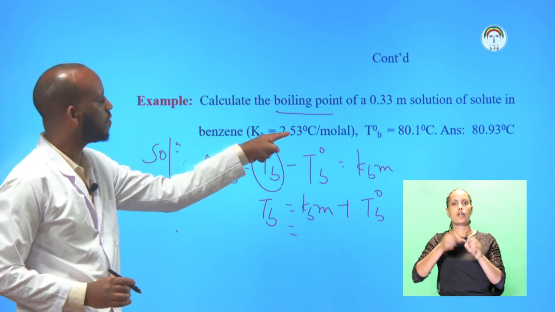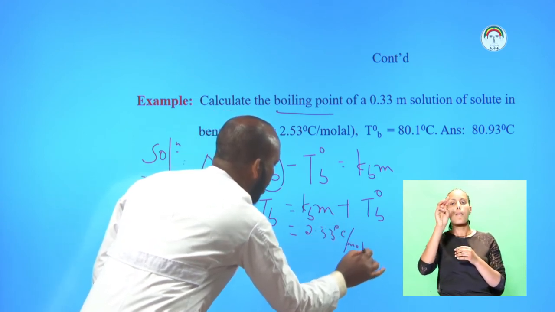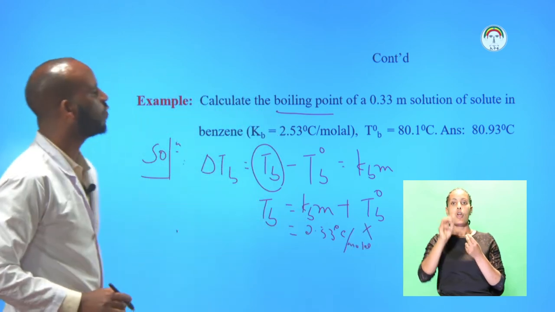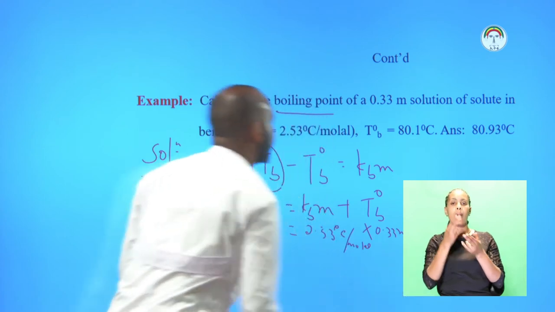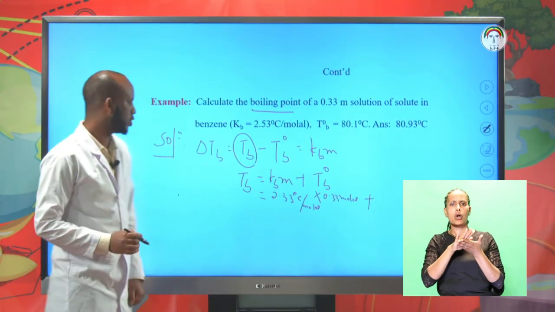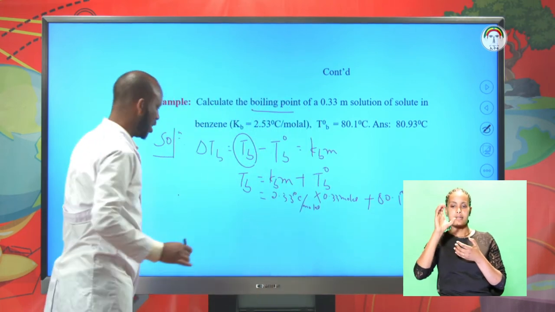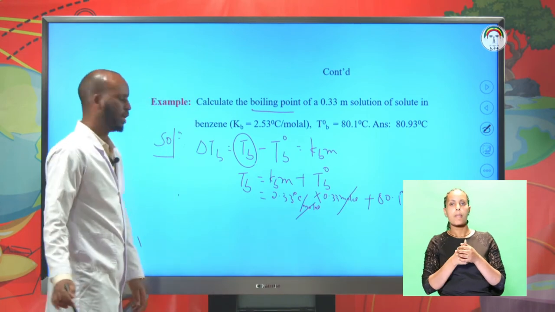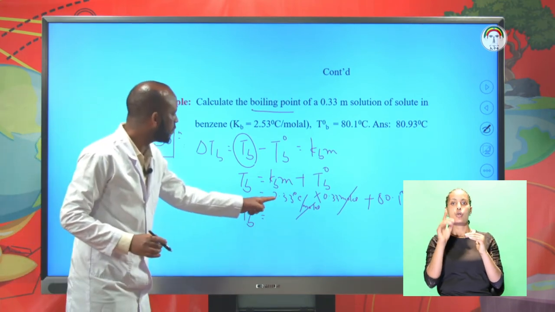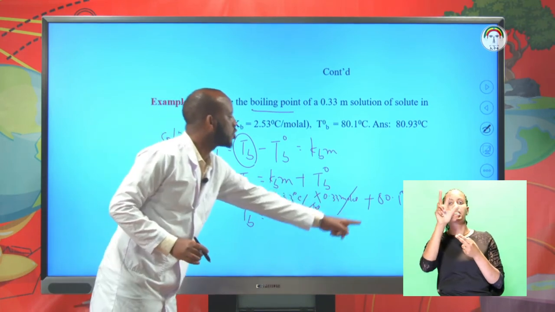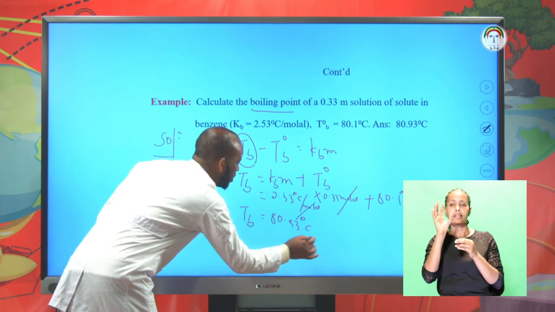KB, the boiling point elevation constant of benzene, is 2.53 degrees centigrade per molal, times the molality of the solution, 0.33 molal, plus the boiling point of pure solvent, which is 80.1 degrees centigrade. Molal will be cancelled by molal. Therefore, the boiling point of the solution equals 2.53 degrees centigrade times 0.33 plus 80.1 degrees centigrade, which is 80.93 degrees centigrade.